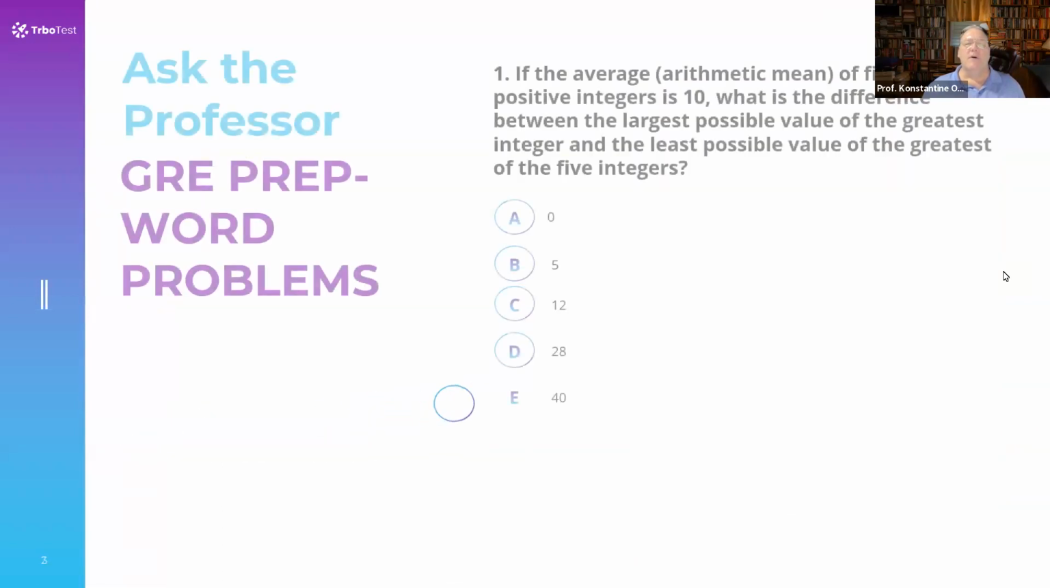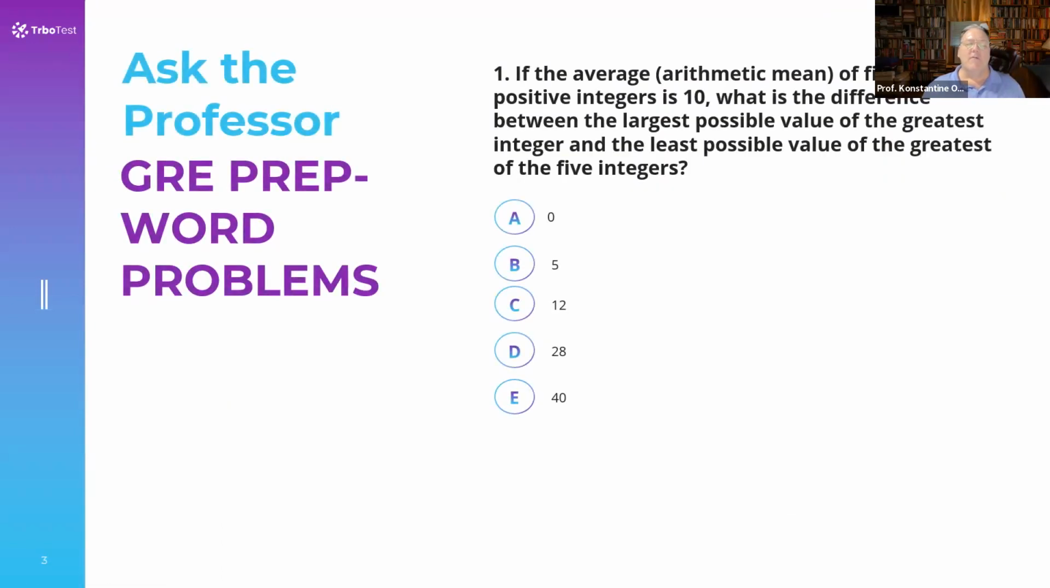The first question brought to us by a student from the GRE is, if the average or arithmetic mean of the 5 distinct positive integers is 10, what is the difference between the largest possible value of the greatest integer and the least possible value of the greatest integer of the 5 integers?